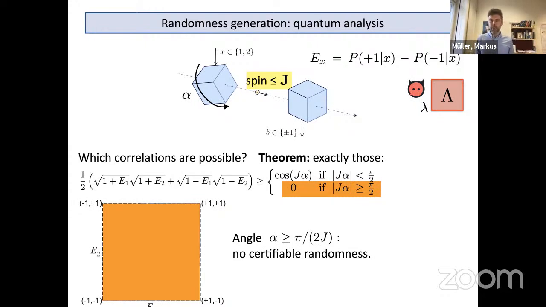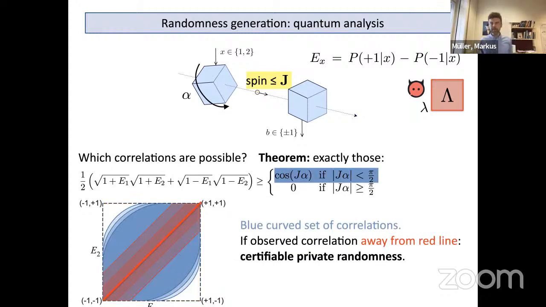Then it turns out that all correlations are possible. So you have no constraints remaining. And then the problem that I mentioned before just hits you, and you cannot certify any randomness. This is a situation where basically the carrier can contain perfect information on your preparation if you want. But in all other cases, this is interesting.